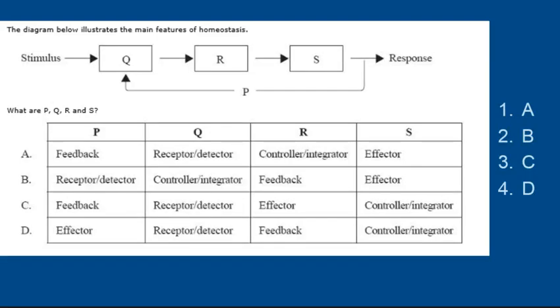All right, so in this question, I have a diagram for you. And you have some stimulus, some change, and then you have Q, R, S, and P, and here's your response. So what the question is asking is, what are each of these letters? So is P the feedback, Q receptor, R controller, S effector? Is P the receptor? So you see how this works? So take a look at that for just a second and then decide which one you think this is.